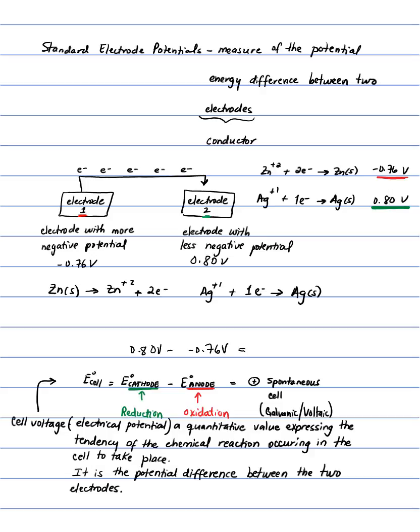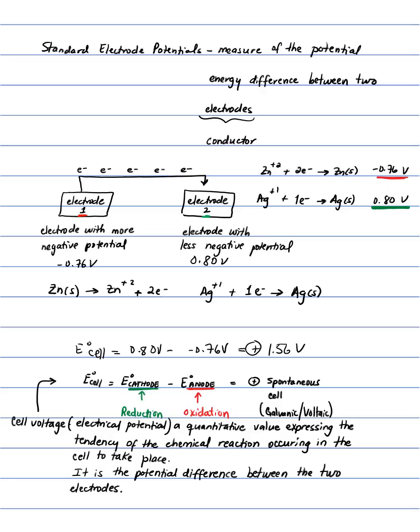Units of volts for both. So you can calculate your E cell: 0.80 minus negative 0.76, which is going to give you a positive number equal to 1.56 volts.